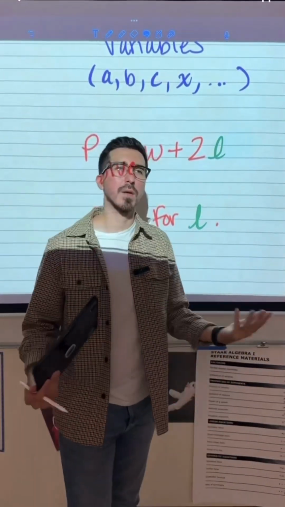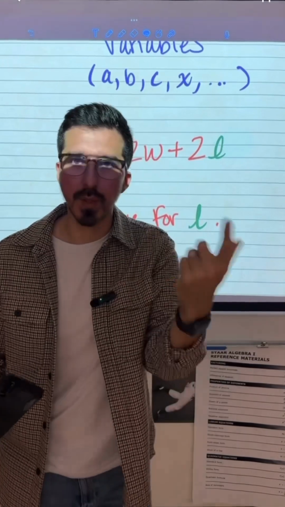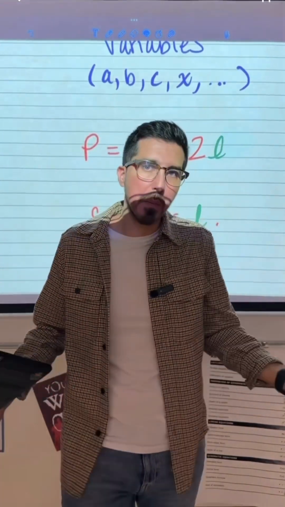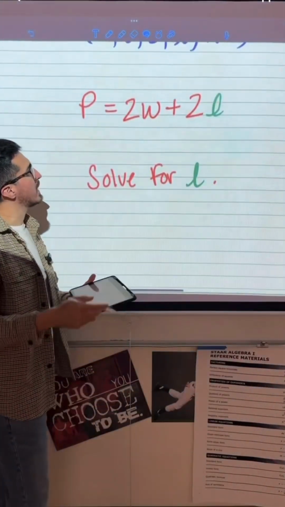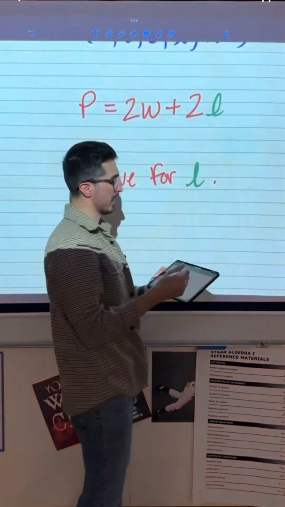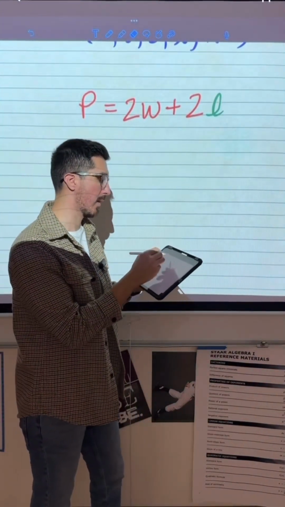It's just like what we would do to solve any other equation, right? We do inverse operations, get it by itself, and done. All right, so let's do it. If I'm solving for L, it's green. That's why I did that, so you guys understand what I'm solving for.